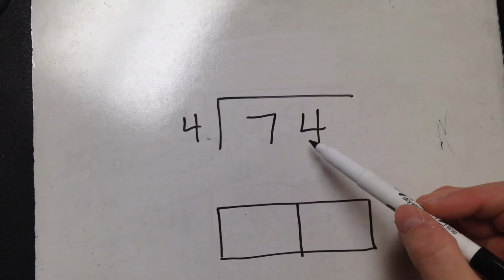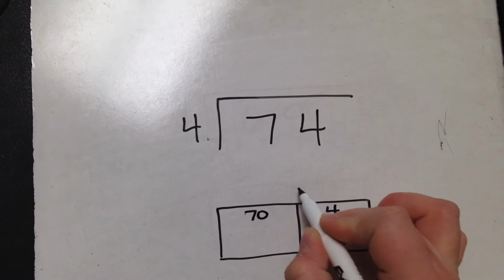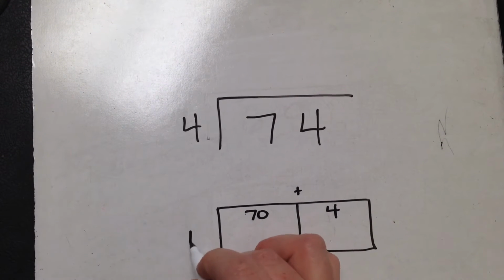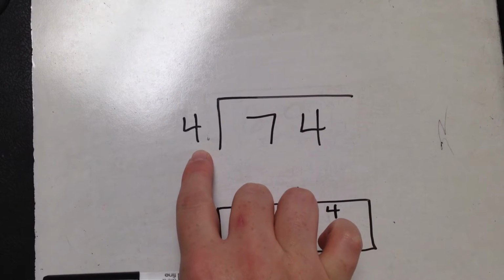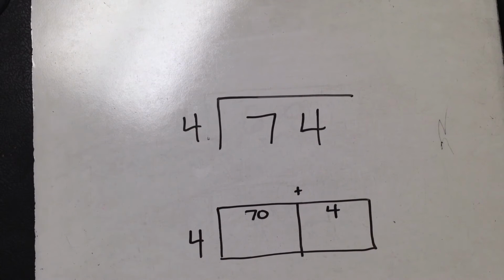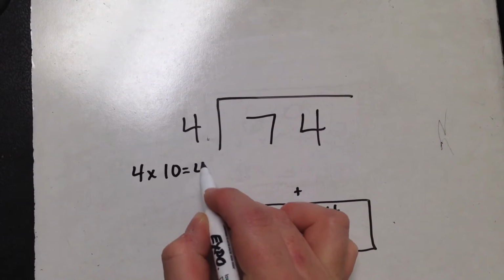Step 2, they're going to break 74 into expanded form: 70 plus 4, and we're dividing by 4. Step 3, they're going to take their divisor times 10 to give them a starting point. 4 times 10 is 40.